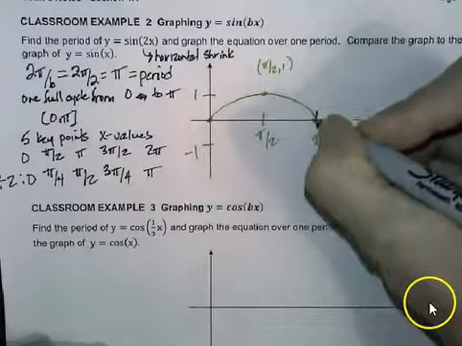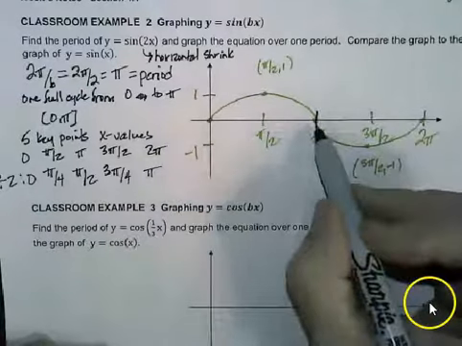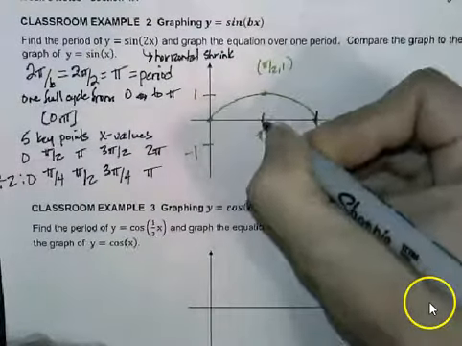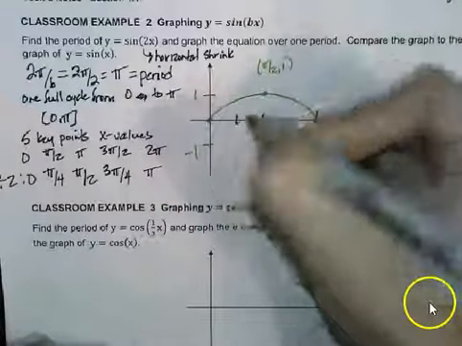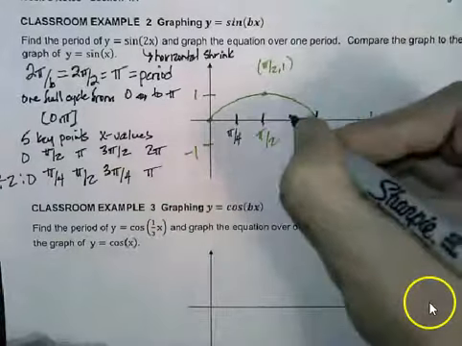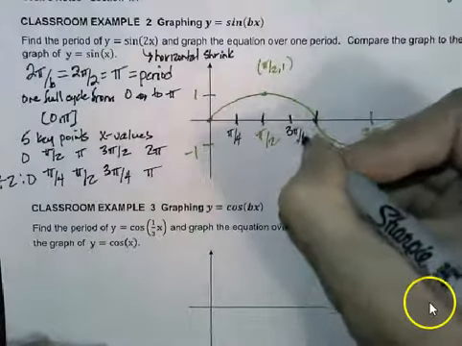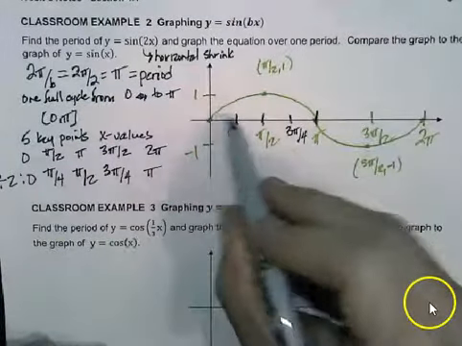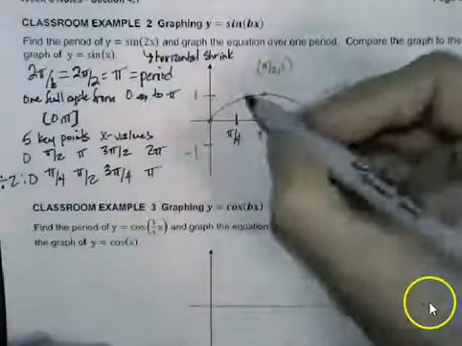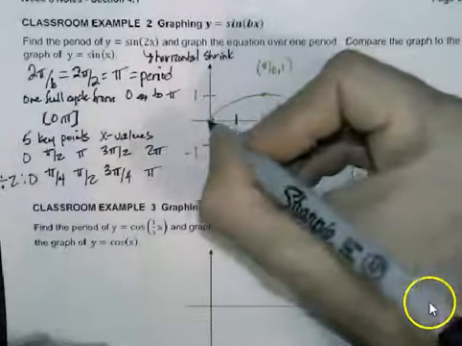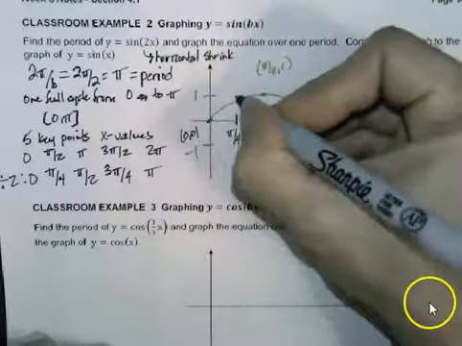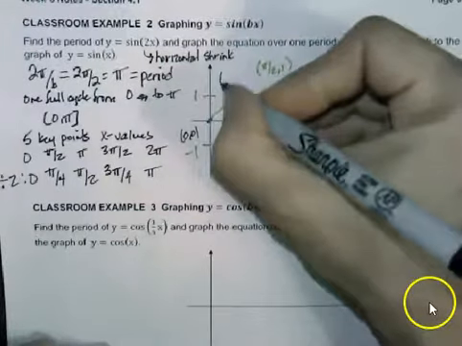So that means that right here is going to be the end of one full cycle of our graph. This is going to be the middle, and then we've got 2 points in between. So here is pi over 4, and this is 3 pi over 4. Our 5 key points are going to be here, here, here, here, and here. It's going to have the same shape, so it starts at 0, 0. It goes up to 1.